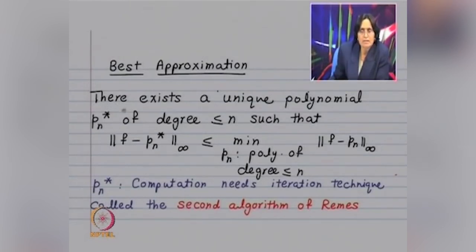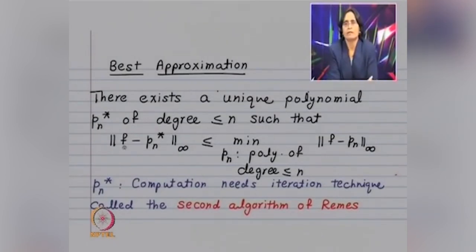Now, whether this best approximation will reproduce polynomials: yes. If my f is itself a polynomial of degree n, then the minimum error will be when I choose p n star equal to f. So, it reproduces polynomials, it gives you convergence as fast as it is possible, but then the computation needs an iteration technique. That means, you do not have a formula for writing p n star in terms of f.